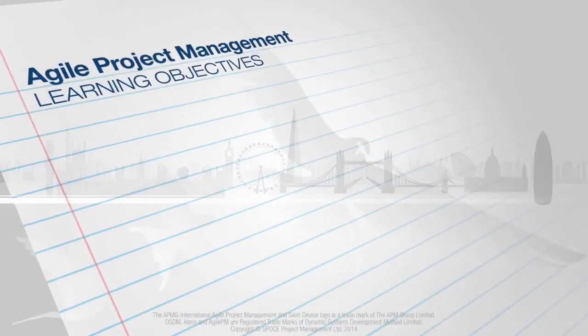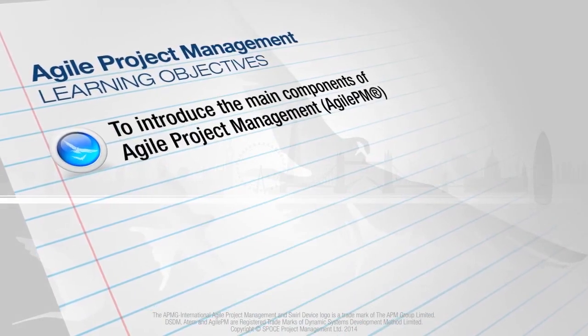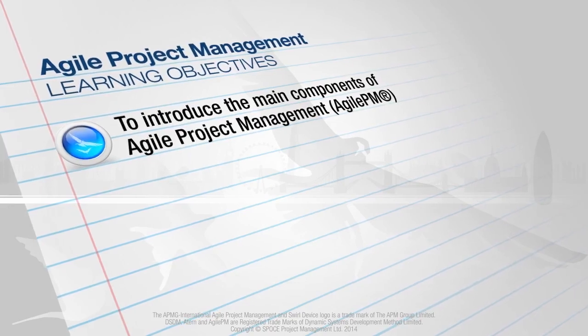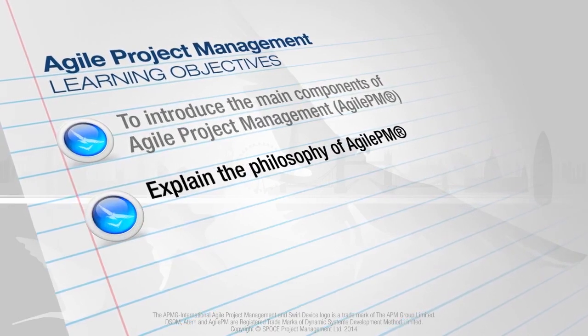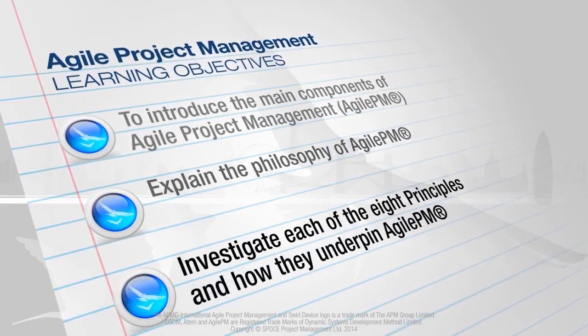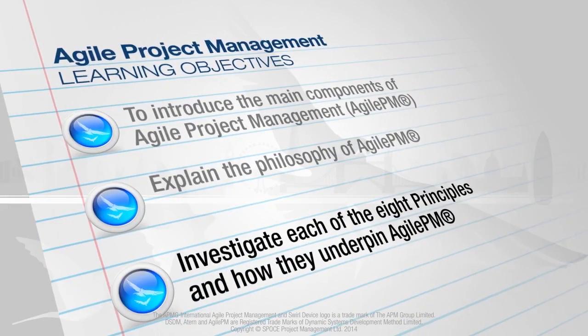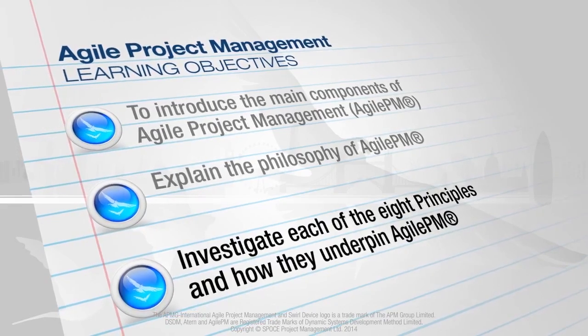This module will outline the basic components of Agile Project Management to provide you with a framework to help with your understanding of the approach. The philosophy of Agile Project Management will be explained, and each of the principles investigated, and how they support the Agile Project Management philosophy.